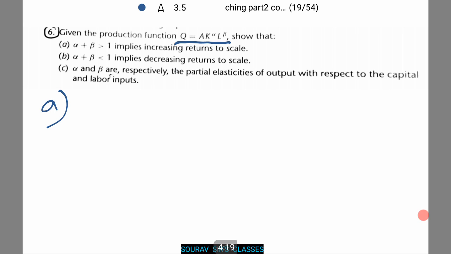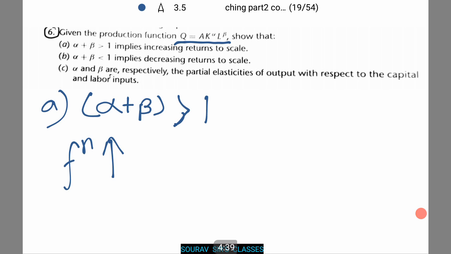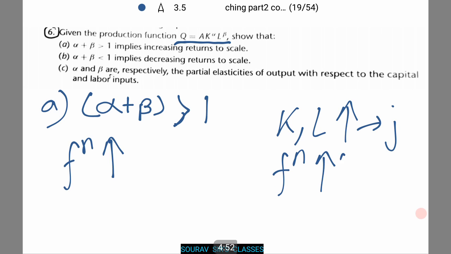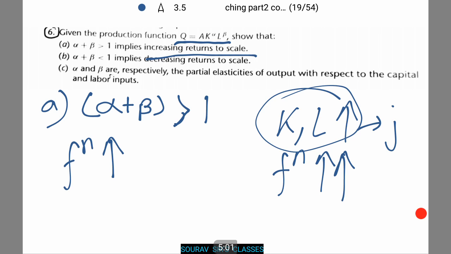Since the function is homogeneous of degree alpha plus beta, if alpha plus beta is greater than 1, the value of the function increases more than the increase in K and L. That means when K and L are increased j-fold, for example, the value of the function increases much greater than the increase in the values of K and L. This implies increasing returns to scale.